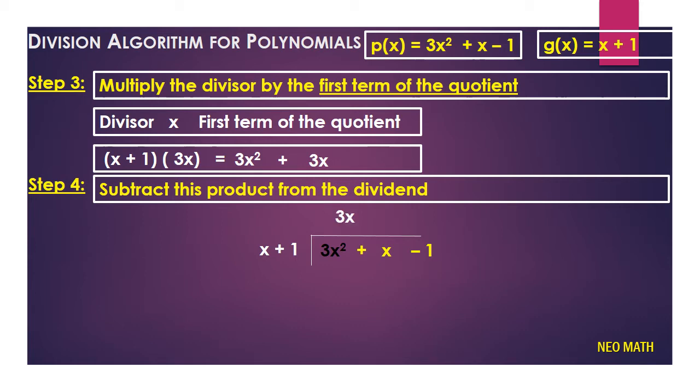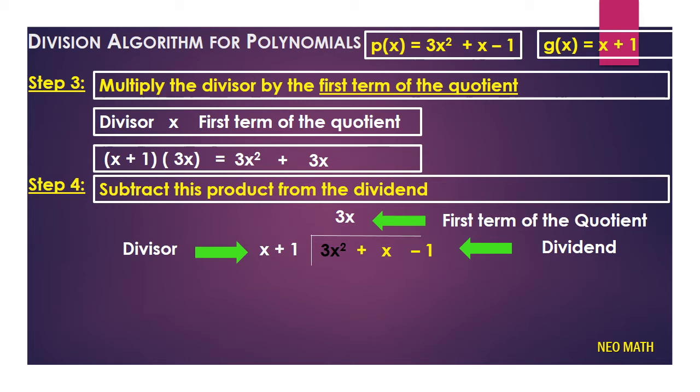So first you have to divide the first term of the dividend by the first term of the divisor. 3x square by x, we get 3x. Then multiply the divisor by the first term of the quotient, we get 3x square plus 3x. Here 3x square plus x minus 1 is the dividend, x plus 1 is the divisor, and 3x is the first term of the quotient.